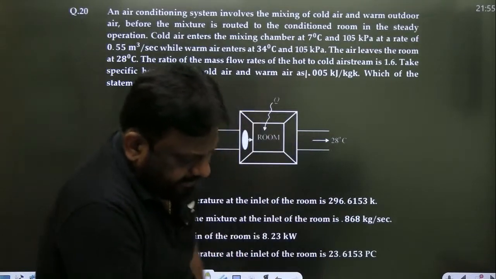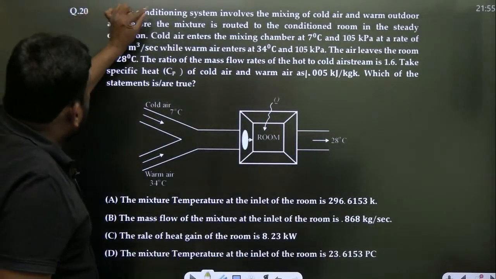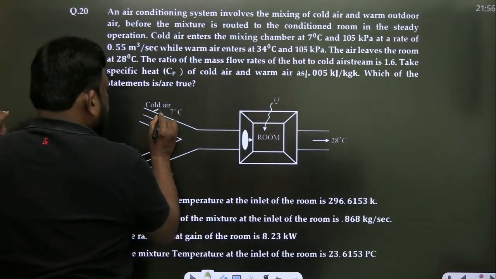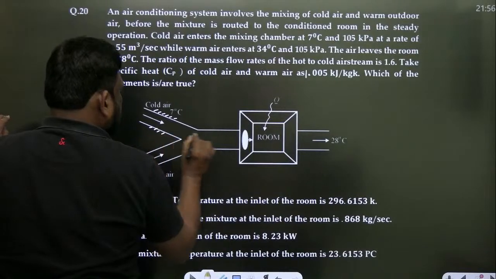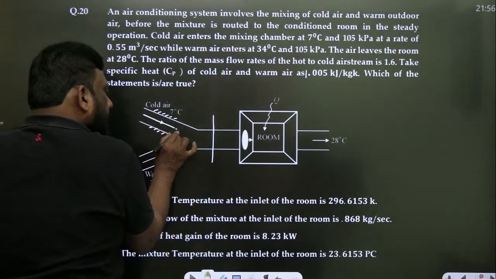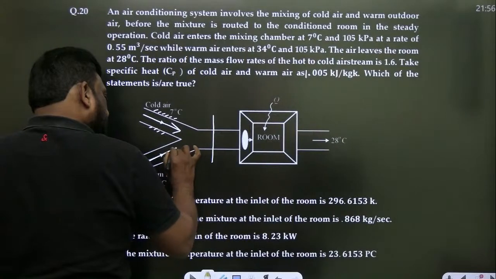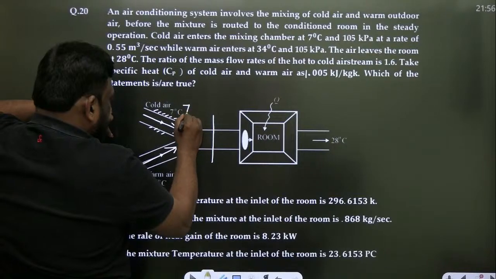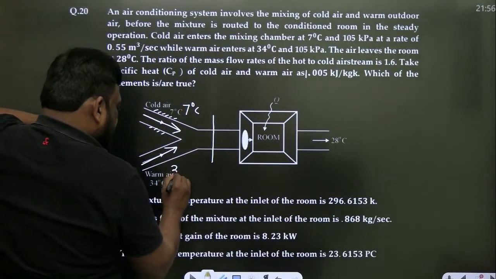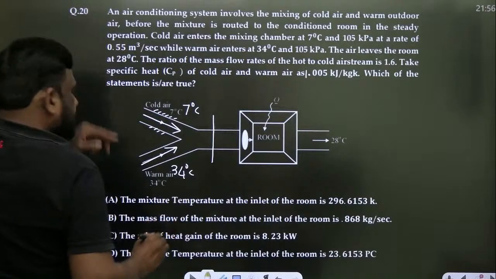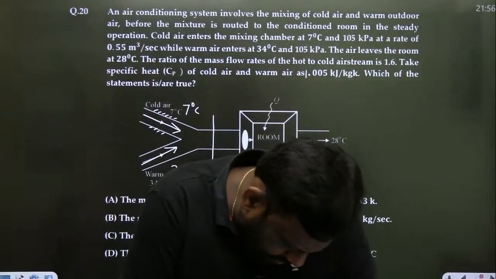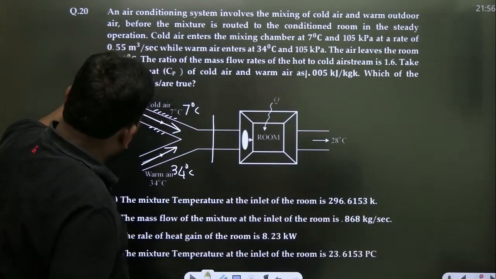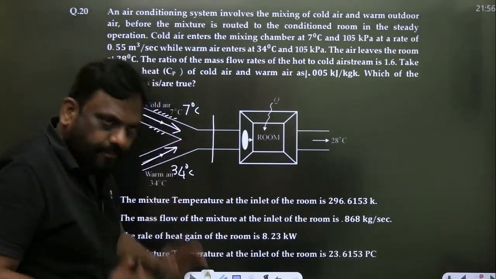Okay. Let me read the question. An air conditioning system involves mixing of, यहाँ पे actually insulation दिया सर ये. There is a cold air entering, there is a hot air entering. Cold air is entering at 7 degrees centigrade and the hot air is entering at 34 degrees centigrade.